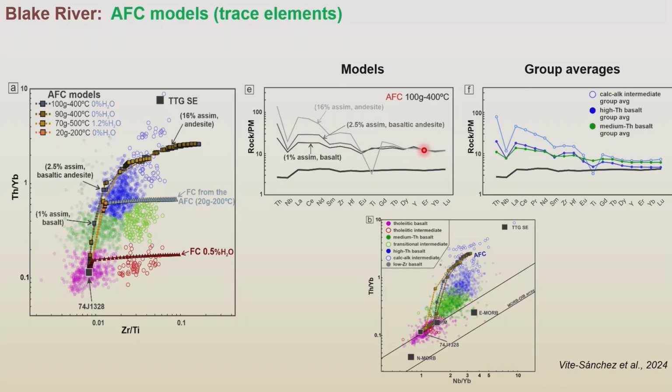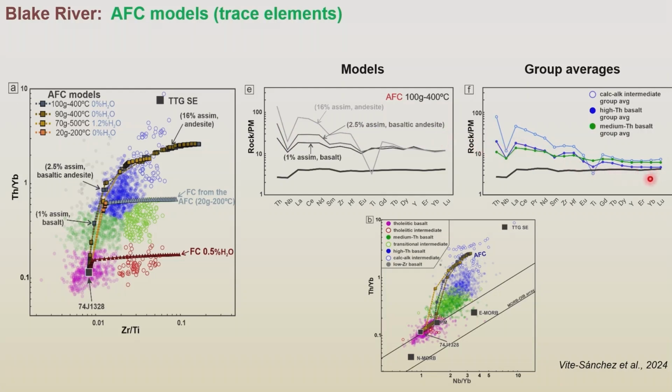And I put here on the right the medium thorium basalt group average in green. So we might observe how that is kind of similar. Then when we go for the high thorium basalt, that means that we assimilate 2.5% of the wall rock, and the system has evolved to a basaltic andesite. You see the example here of the 2.5, and how that is very similar to the high thorium basalt group average.